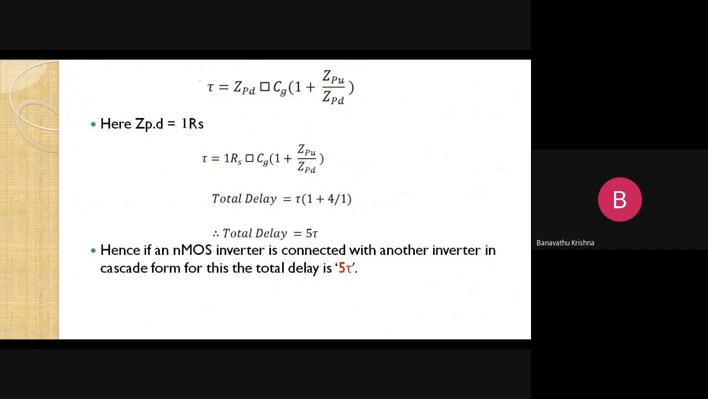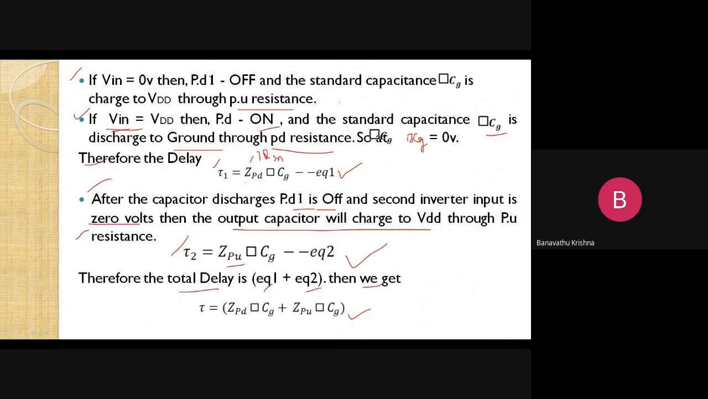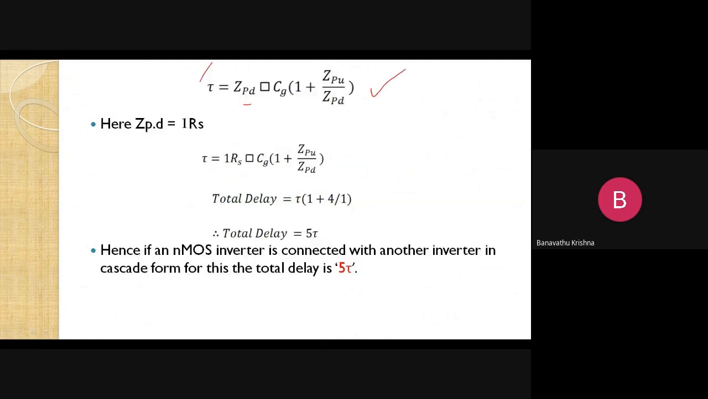Here I want to take out the common term, that is Z pull down and square CG. Then it is 1 plus Z pull up by Z pull down. Why? Because there is no Z pull down in the second term, only Z pull up is available, and I want to take Z pull down common. So then Z pull up by Z pull down occurs, right? This is the formation. But we know that Z pull down equal to 1 RS.